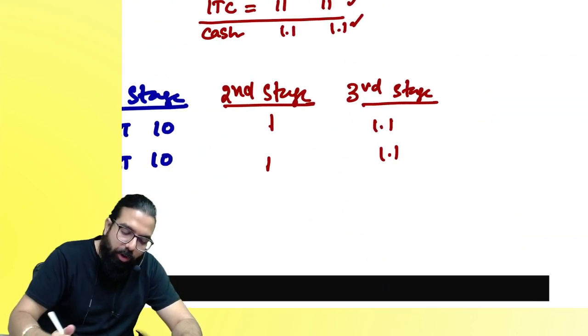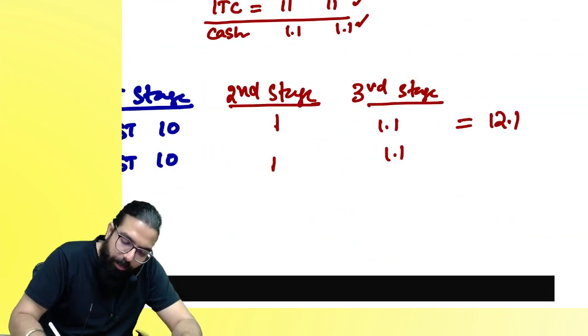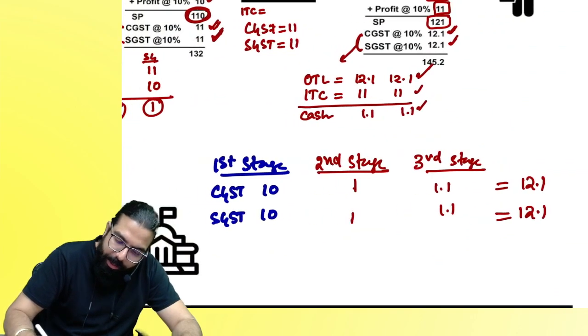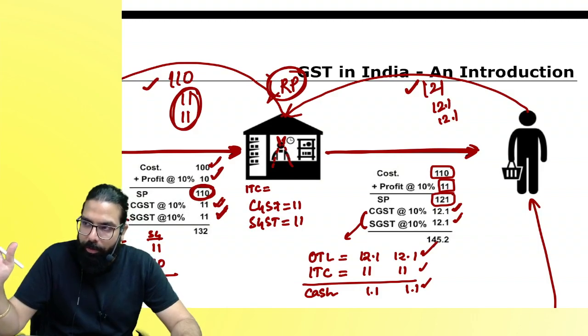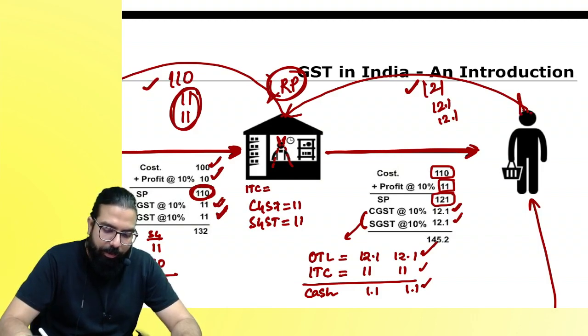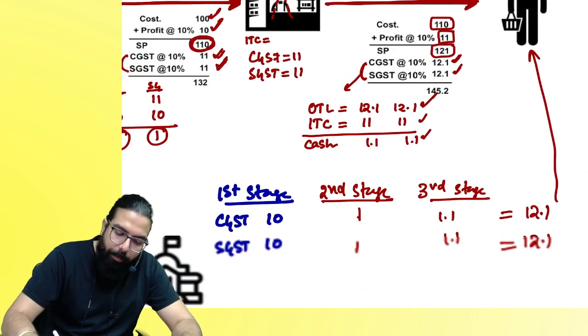Can you tell me how much the government ultimately got? 12.1, 12.1. Can you tell me how much the Bakra ultimately paid, the consumer? 12.1, 12.1. You know what is Bakra? No? Scapegoat. The English conversion of Bakra is scapegoat. Okay, everyone? Got it? So he paid 12.1, 12.1.